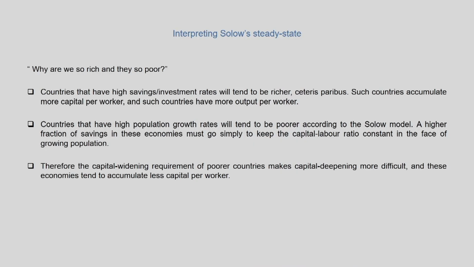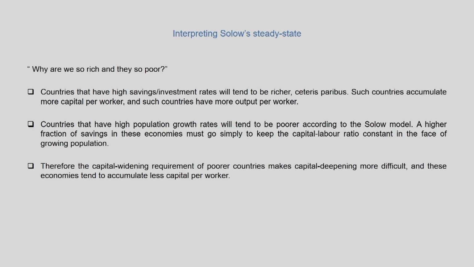So the steady state value of the Solow model is basically trying to answer this question, and these are the three answers to this question. First is that countries, and this is also how you can interpret the Solow steady state value, that have high savings investment rates will tend to be richer, other things remaining equal. So such countries accumulate more capital per worker, and therefore these countries have more output per worker.